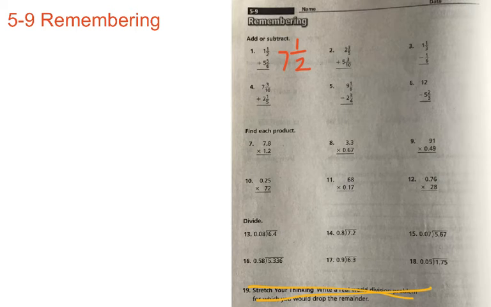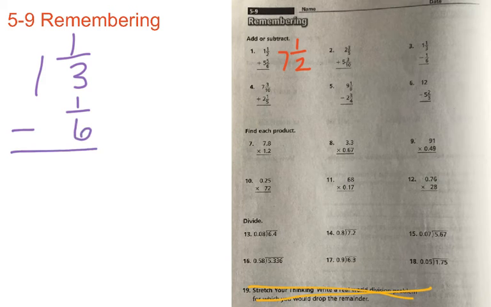Practice another one together. We'll do subtraction this time. We have number 3, 1 and 1/3, and we are subtracting from that 1/6. We do not have a common denominator. We have a 3 and a 6. And so we need to get a common denominator, but we know that 3 is a factor of 6, so we can multiply 3 times 2 to get it to be 6, and anything we do to the denominator, we have to do to the numerator.